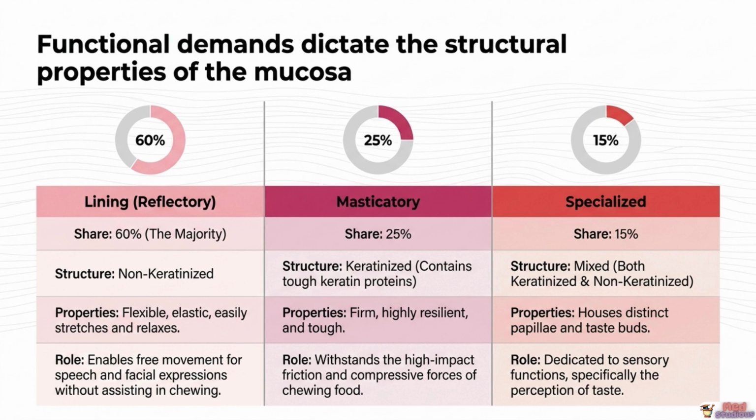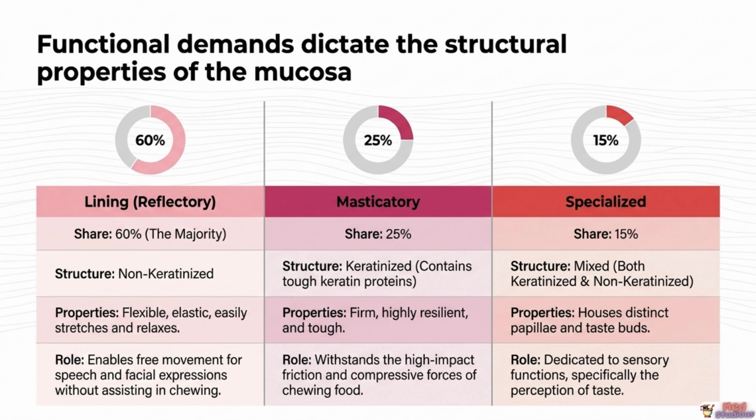The second type is the masticatory mucosa, which constitutes 25% of mucosal surface area. It is keratinized, packed with tough, opaque keratin proteins, making it firm, highly resilient, and resistant to the high compressive forces generated during chewing. The third type is the specialized mucosa, covering 15% of mucosal surface. Its structure is mixed, containing both keratinized and non-keratinized regions, and its defining feature is the presence of distinct papillae and taste buds.